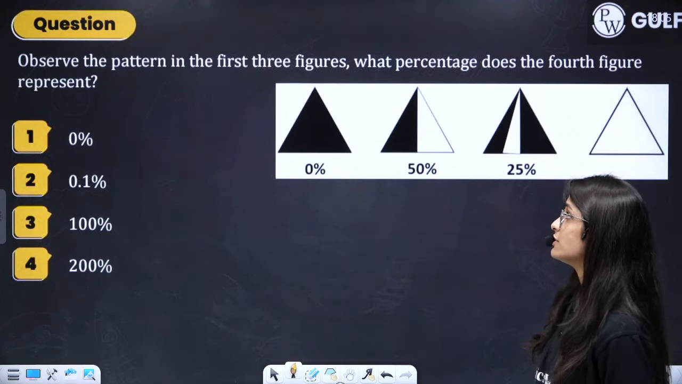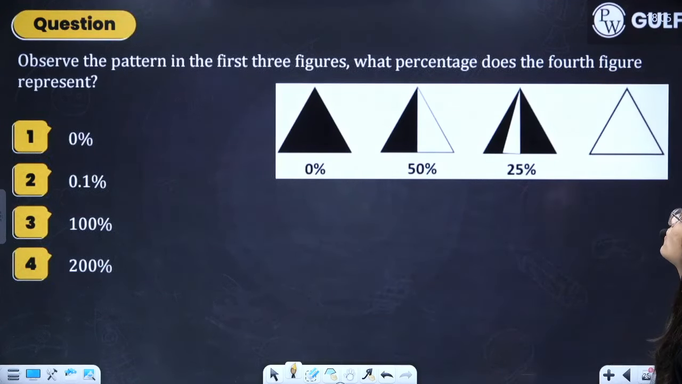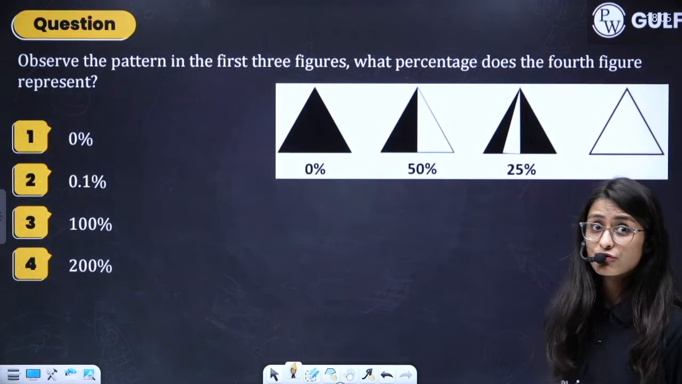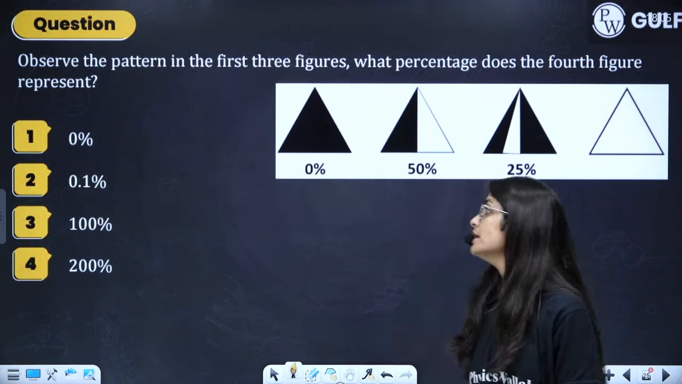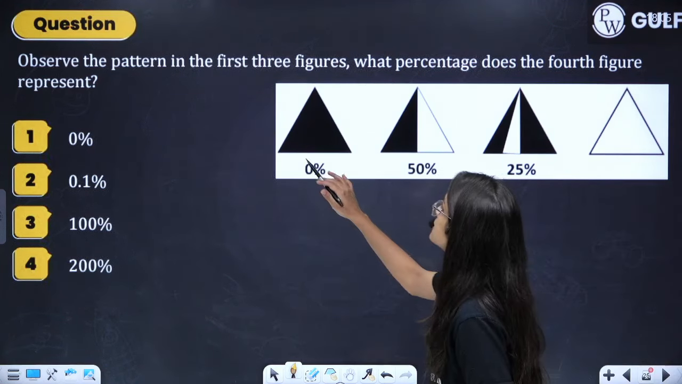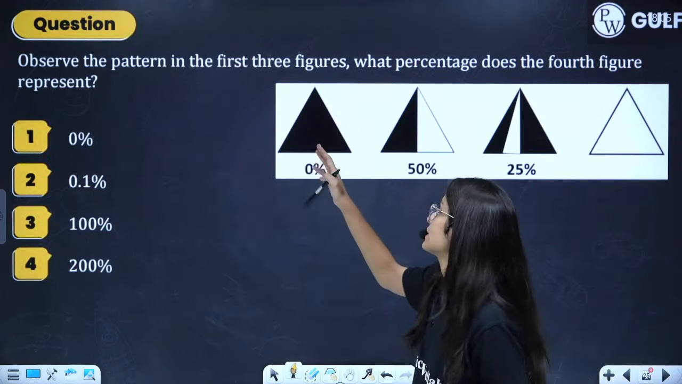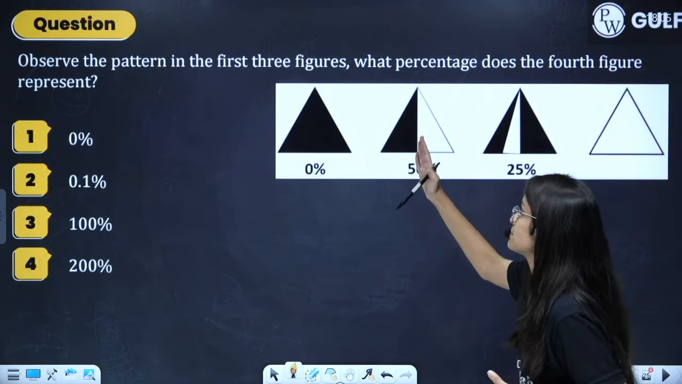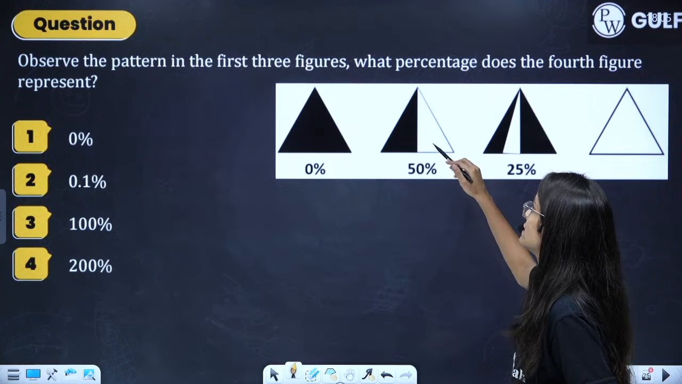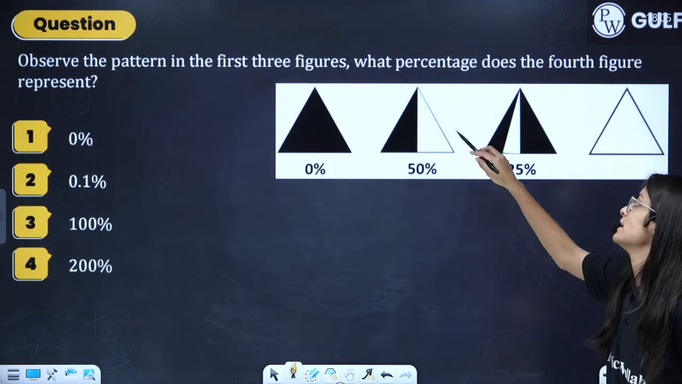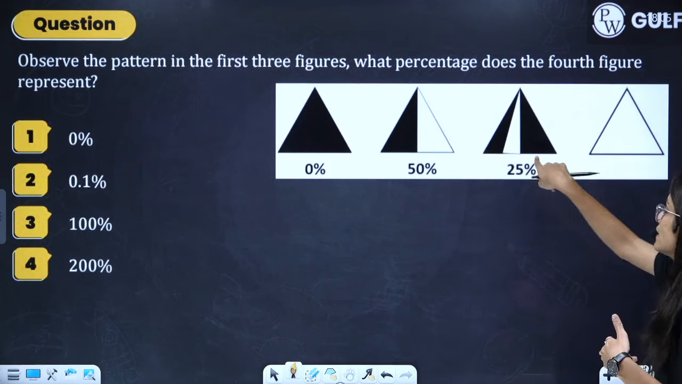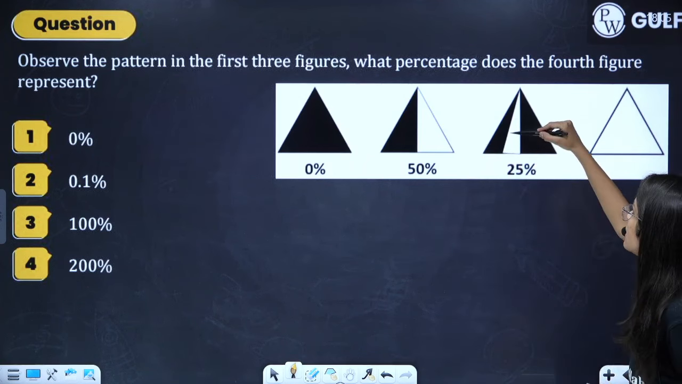Now, observe the pattern in the first 3 figures. What percentage does the fourth figure represent? Here we can say that 0% is full black. When it comes to 50%, it's partial black, partial white. So you can assume that they are shading white. Then for the 25%, they have shaded one part.